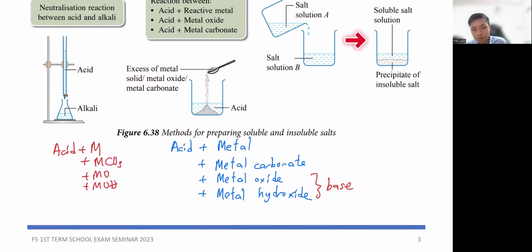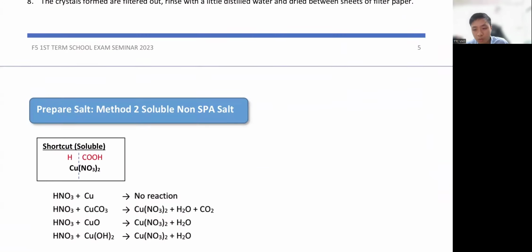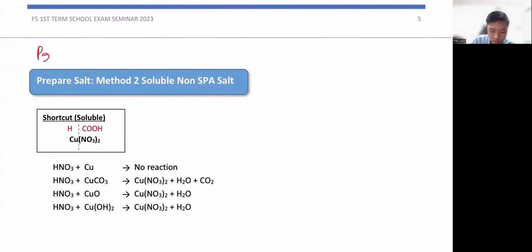So for the second step, you can look at page 6. Page 6.